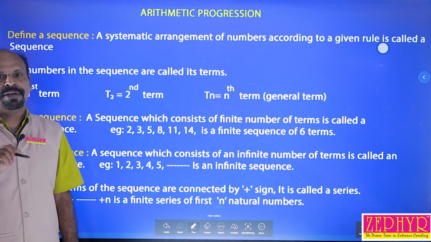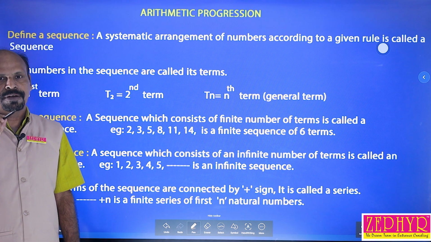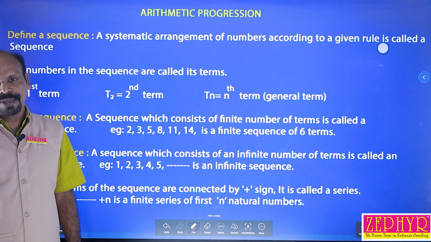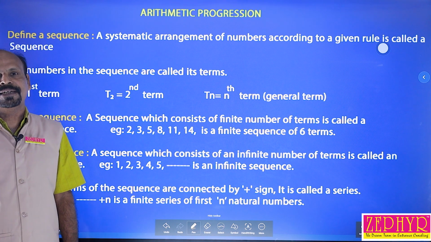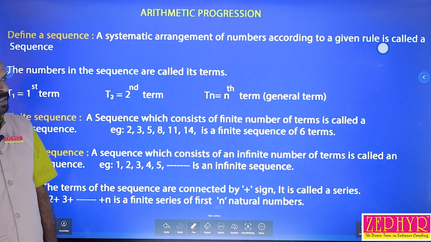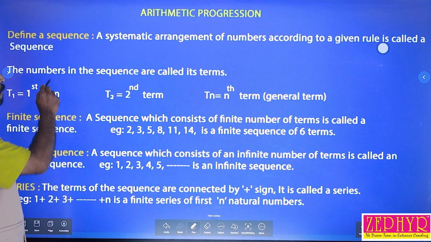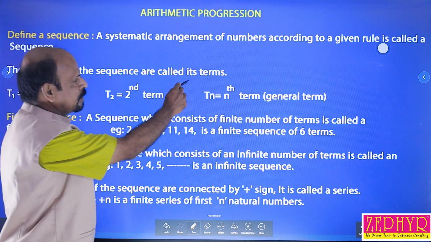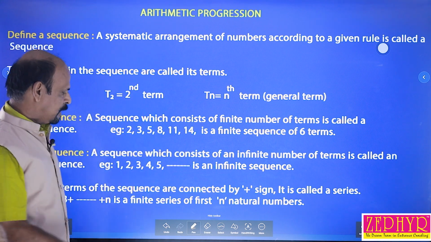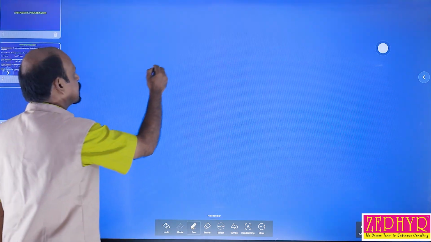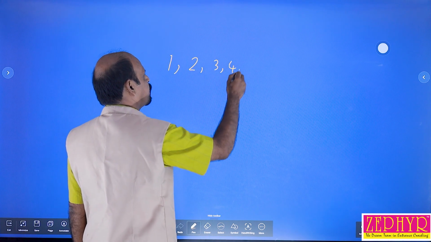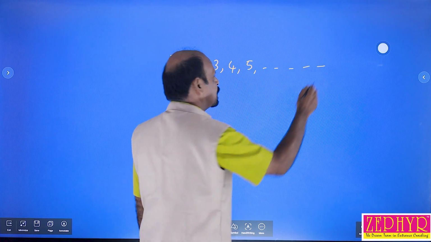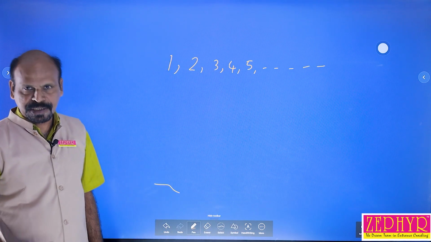For example, a1, a2, a3, etc. form a sequence. When we write numbers in a certain order, it is called a sequence. Then the numbers in the sequence are called its terms. For example, suppose we write the sequence 1, 2, 3, 4, 5, etc. This is a sequence of our natural numbers.